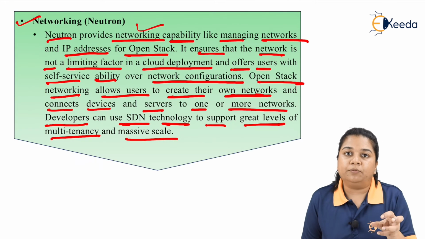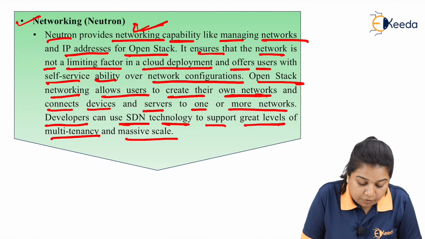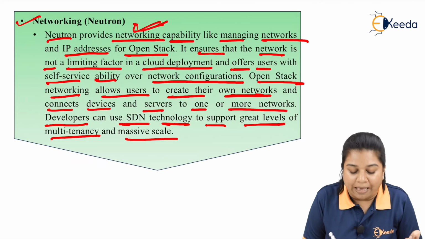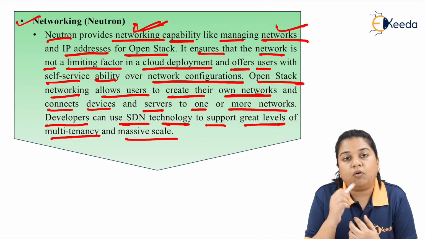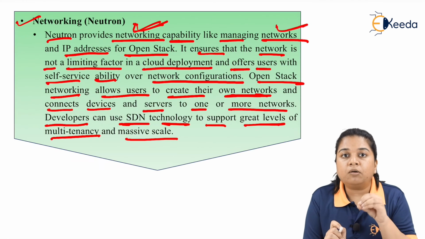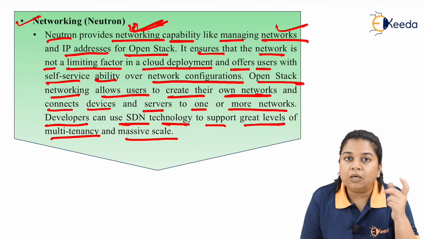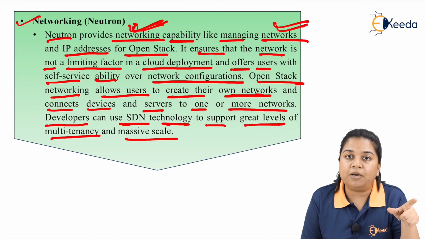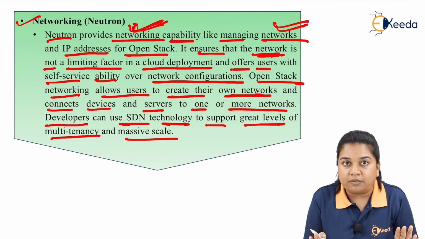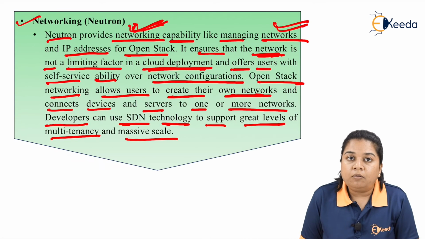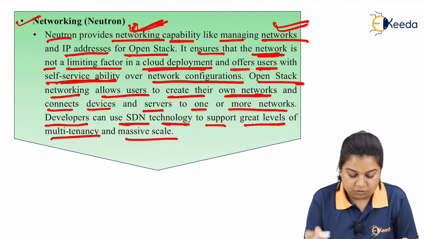As we all know, networking capabilities are required in any cloud architecture. With the help of networking, they should be able to manage the networks and IP addresses for the particular infrastructure on which it is working. So Neutron, being a component of the OpenStack cloud architecture, should have the networking capability to manage the networks and IP addresses for OpenStack. Then it ensures that the network is not a limiting factor in a cloud deployment, and also it offers users self-service ability over the network configurations.